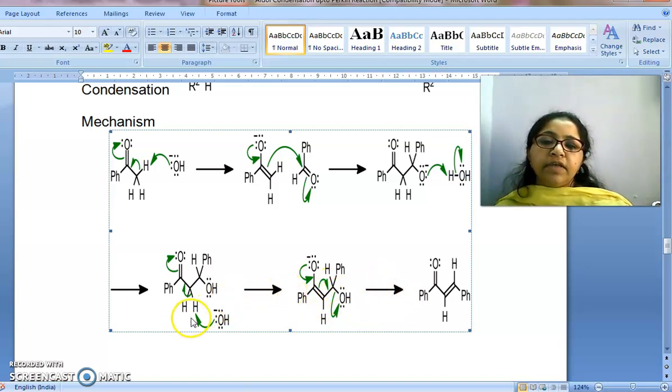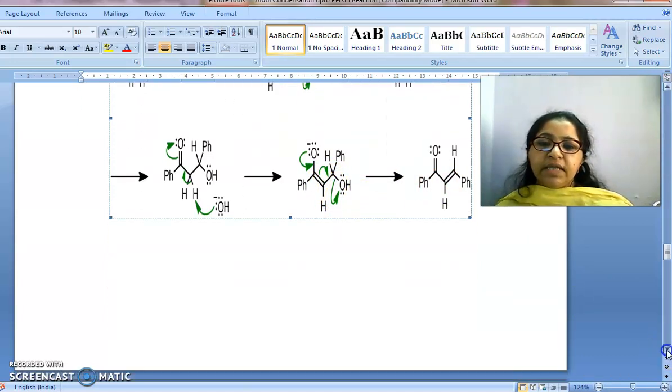How will it leave? First, it will abstract one proton, giving a negative charge. This negative charge is resonance stabilized. So these two are resonating, and once these two are resonating, this will come out. And this will again come back to its original position. This will come to the next carbon bond, and the OH will leave as OH minus.